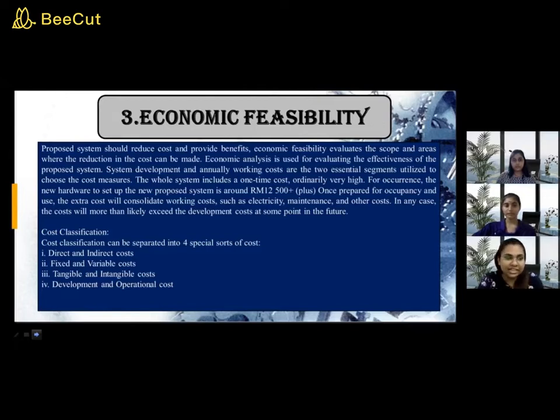Cost classification. Cost classification can be separated into 4 types of costs. 1 is direct and indirect costs. 2 is fixed and variable costs. 3 is tangible and intangible costs. And 4 is development and operational cost.